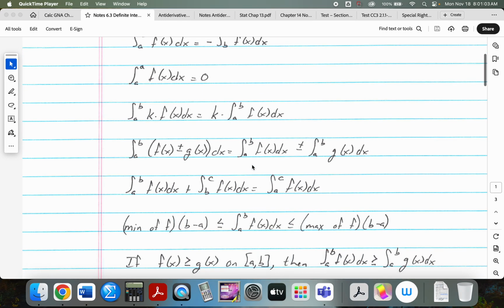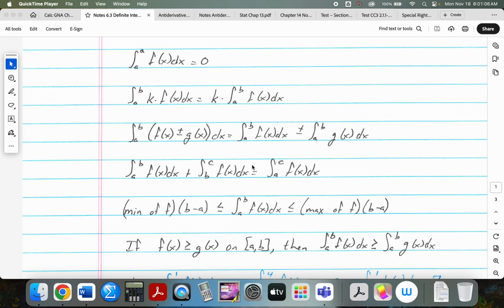The next one I think is pretty straightforward. The integral from a to a, you stick your hands together, how much area is there in between them? None. So that's all this is saying. If I start at a and I end at a, I'm not going to accumulate any area.